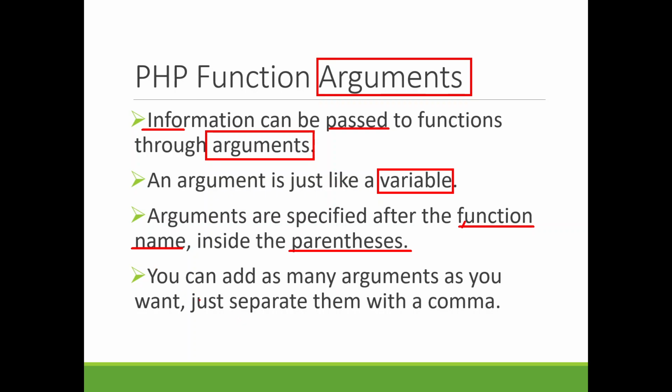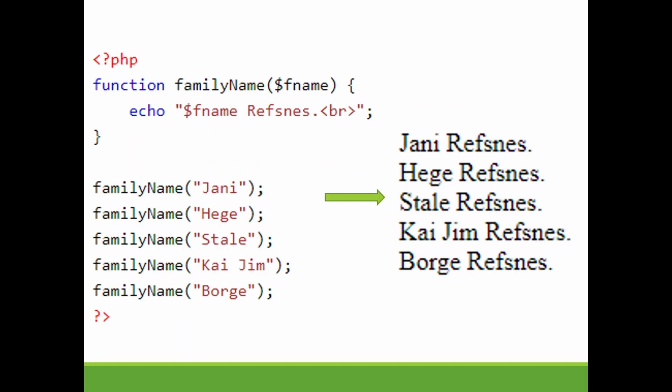So that one. You can add as many arguments as you want, but you must separate them with a comma. Like that. So let's have a look at an example of a function that receives one argument.